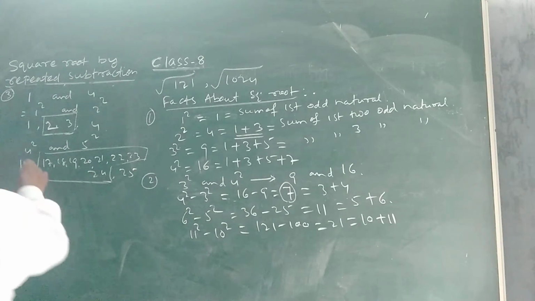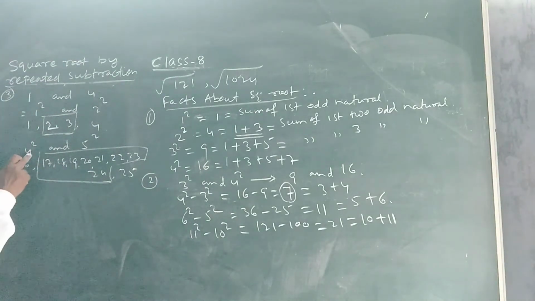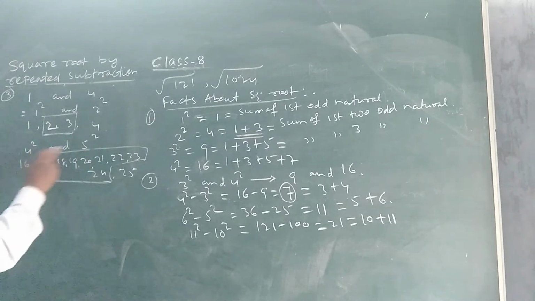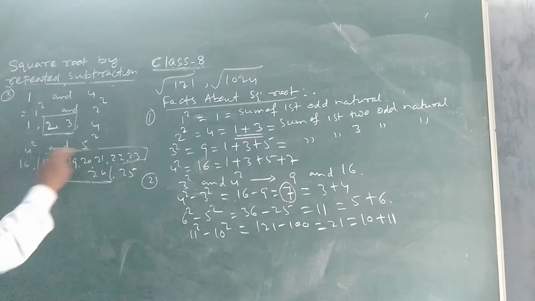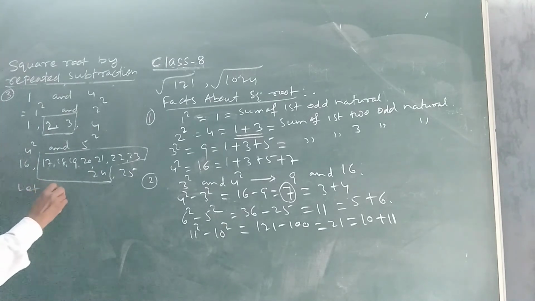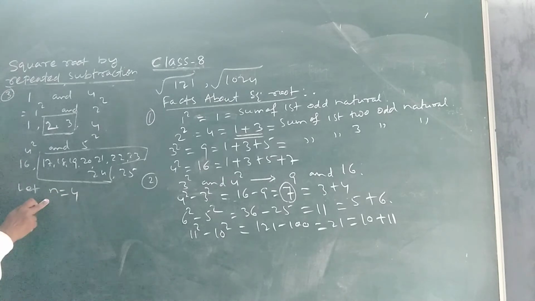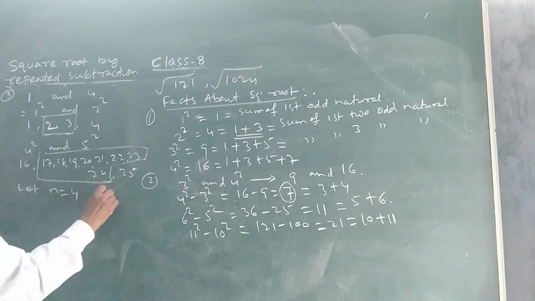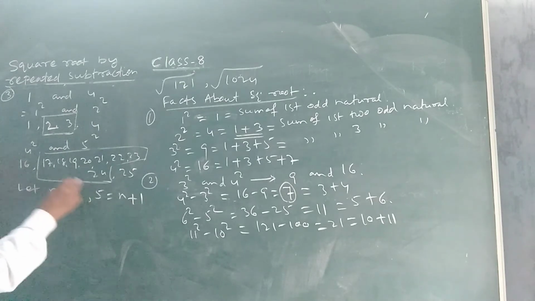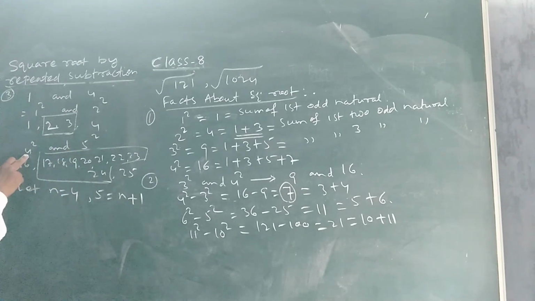So what is the formula that I want to discuss? Okay. The formula is, you see, suppose in this particular example, we have taken 4 square and 5 square. These are squares of two consecutive natural numbers. Suppose 4 you take n. Let n equal to 4. This 4, let it be n. Then 5 will definitely be n plus 1. Now, this is n plus 1 square and this is n square.